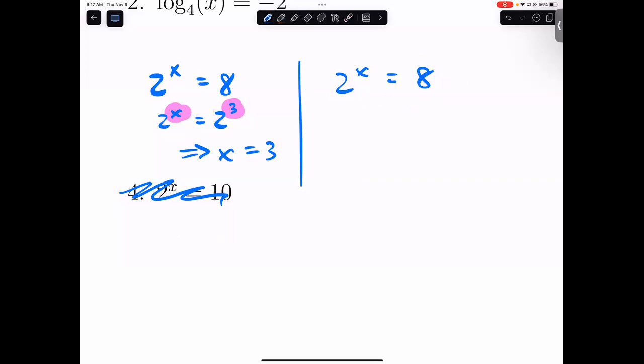The log base 2 of 8 is x. The goal was to solve, that means find a number x that makes this true. We just did.